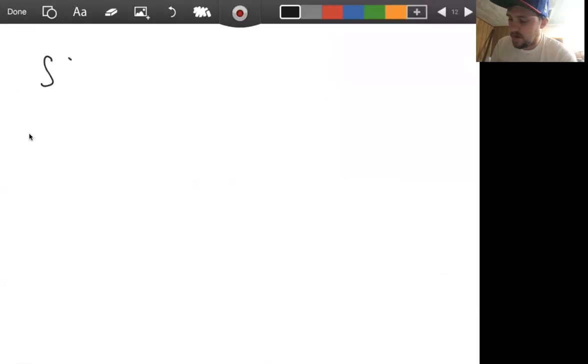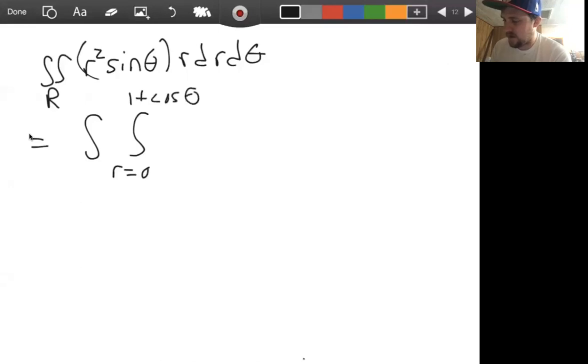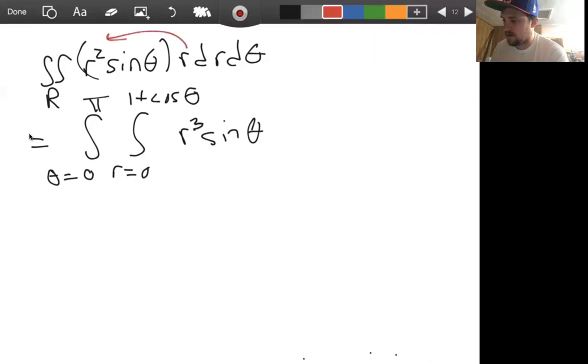And this means then that the integral over this region R of r squared sine theta r dr d theta is equal to the double integral where r goes from 0 to 1 plus cosine theta, and theta goes from 0 to pi of r squared sine theta. So we can write this as r cubed now, right? Because r times r squared is r cubed sine theta, dr d theta. And because r has theta in its bound, we have to integrate r first, right? And so let's integrate r.